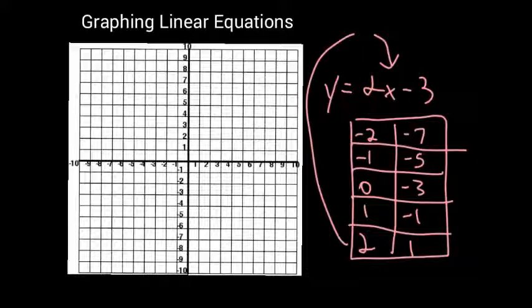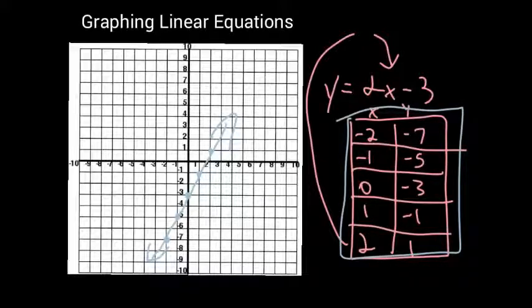So each one of these sets of numbers is an ordered pair. My first one is -2, -7, so I put a dot at -2, -7. Then I put one at -1, -5. Then 0, -3. Then 1, -1. And then 2, +1. When you do this, all your dots should form a line. And each one of these ordered pairs is a solution to that equation.